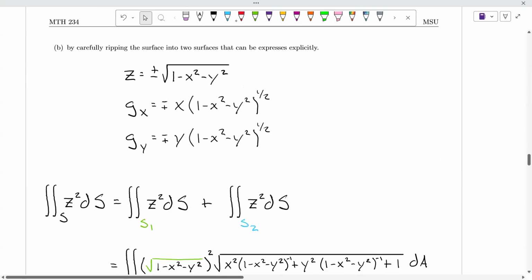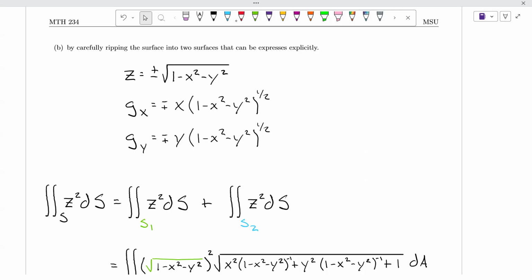The second half, we're going to try to do this thing explicitly, which means we'll break up the sphere into its top half and its bottom half. So the positive square root and the negative square root. Notice I wrote plus or minus for z. When I take the two partial derivatives, I get the negative of what I started with. So I wrote that minus plus, just to argue that they pair up a slightly different way.